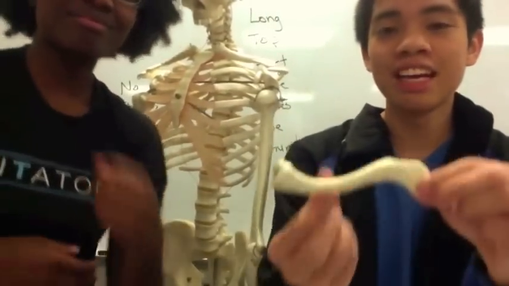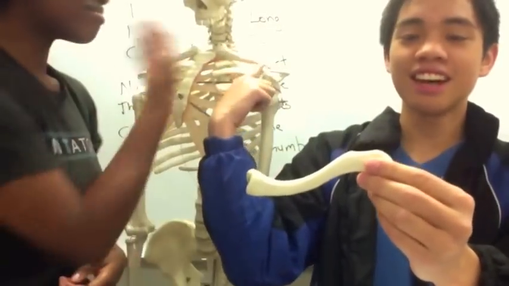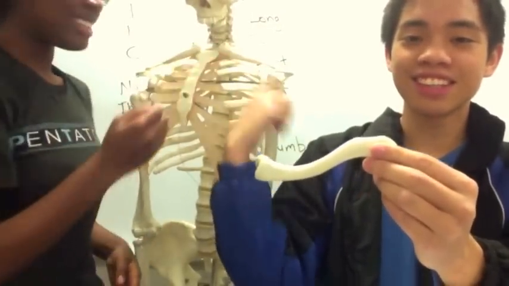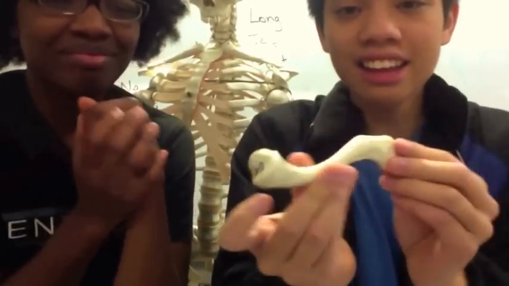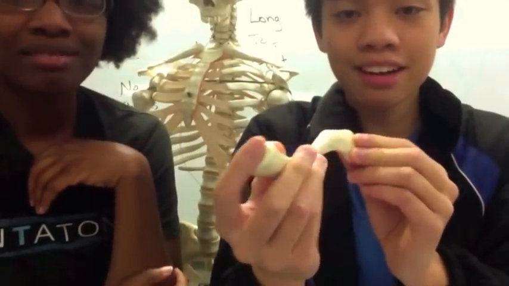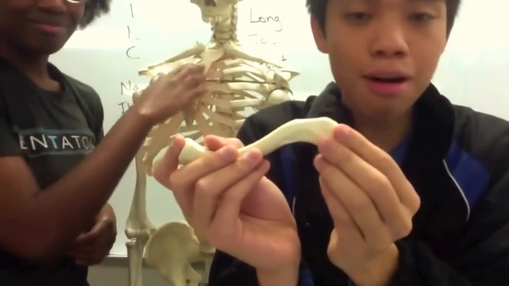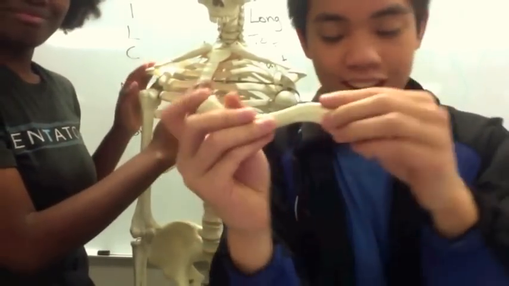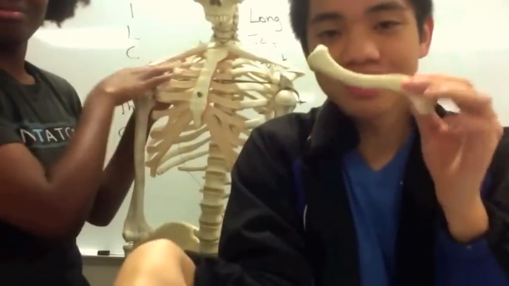So we have here your clavicle, which goes right here. If you see on Bob Skellington, this is where his clavicle is. You have the sternal end, which is this flat part right here. Then this ear right here is called the acromial end. That is all you need to know on the clavicle. Next is the scapula.